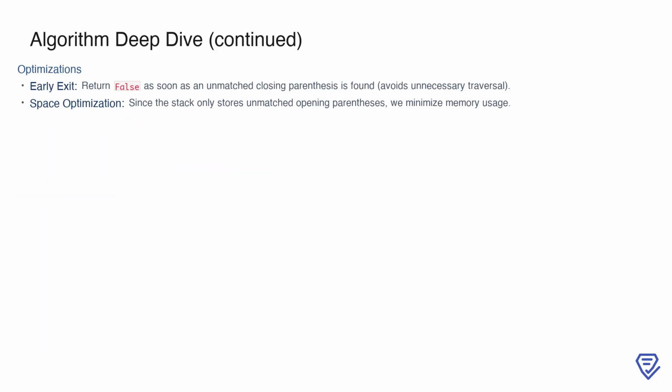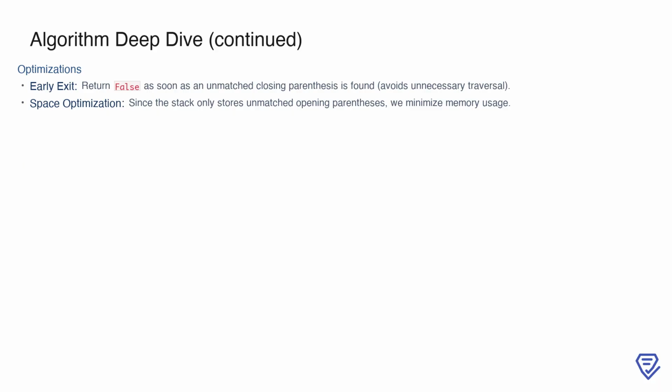To further optimize the algorithm, we can make use of an early exit strategy. As soon as we encounter an unmatched closing parenthesis, we return false immediately, which avoids unnecessary traversal of the rest of the string. This optimization reduces the computational overhead in cases where the input string is invalid early on.